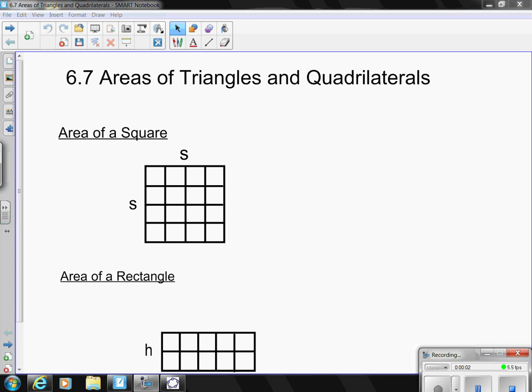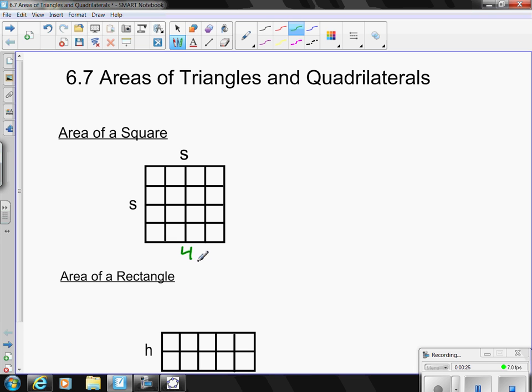All right, in 6.7, we're talking about the areas of triangles and quadrilaterals. Basically, anything with 3 sides or 4 sides, we really want to be able to find the area for. A general quadrilateral, we don't have a formula, but for example, a square, we can figure out how many square units are inside a square.